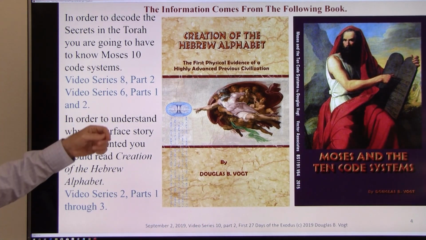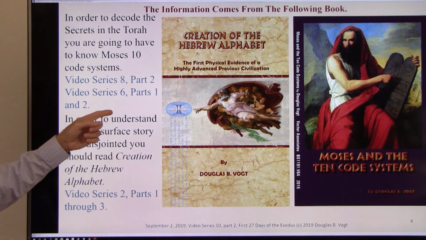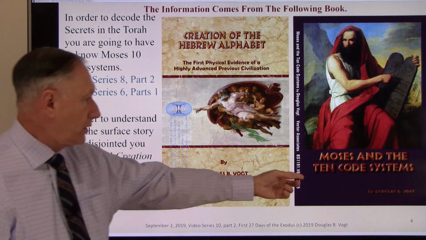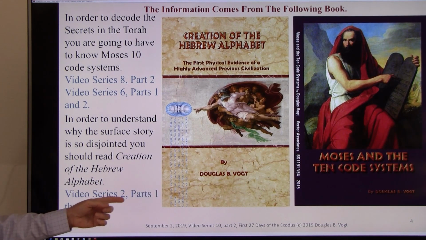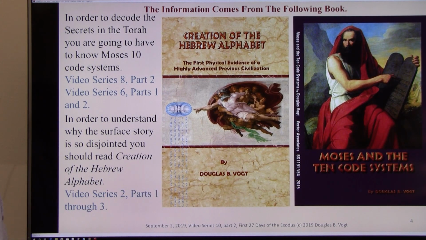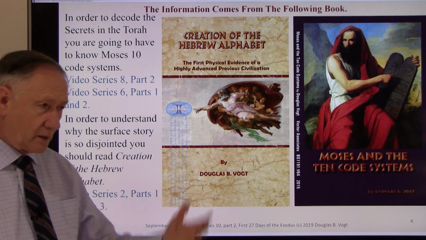Video Series 8, Part 2 will help, and Video Series 6, Part 1, Moses' 10 Code Systems. And on this, it's Series 2, Parts 1 through 3. You should watch it or get the book. There's more in the book.